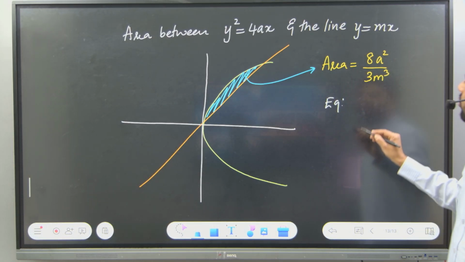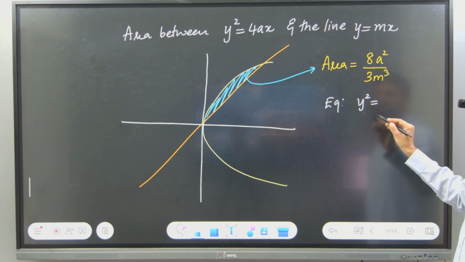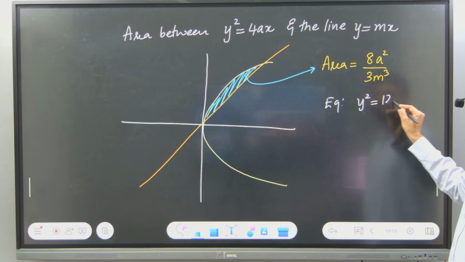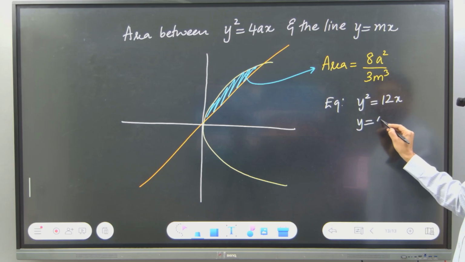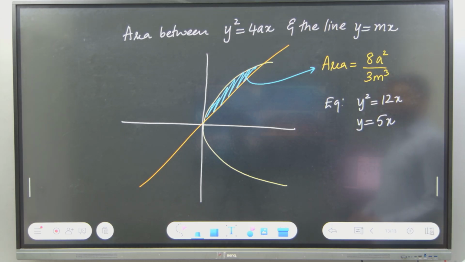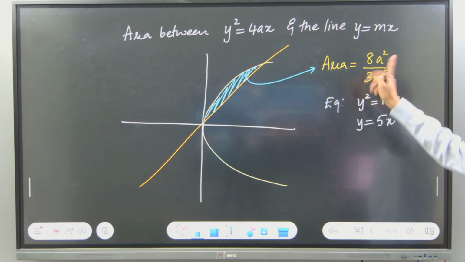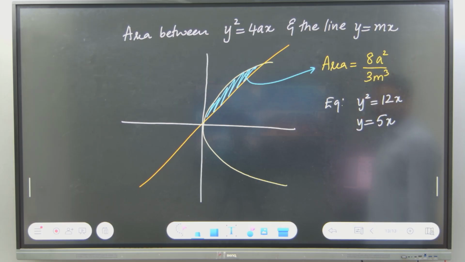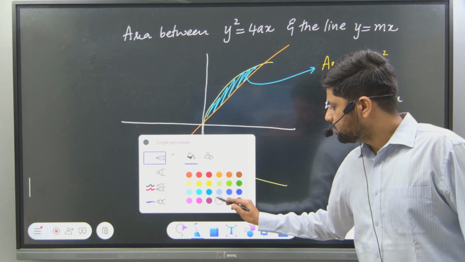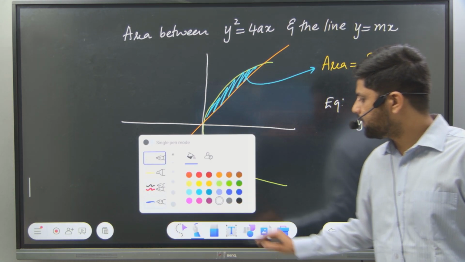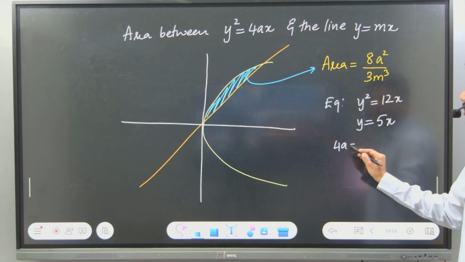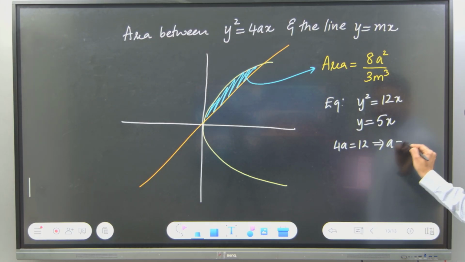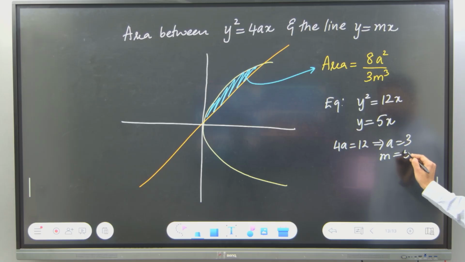I will write here. y square is equal to 12x and the equation of the line is y is equal to 5x. It is straightforward. I just want you to find out the area, that's all. So what will happen? A is how much? Anyone? Yes, 4a is equal to 12, so A is equal to 3. M is equal to 5.